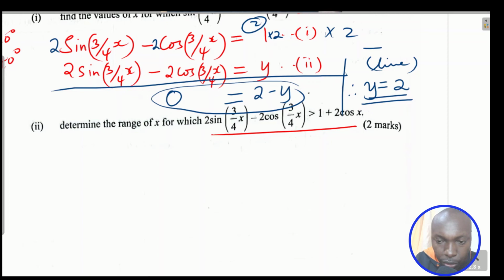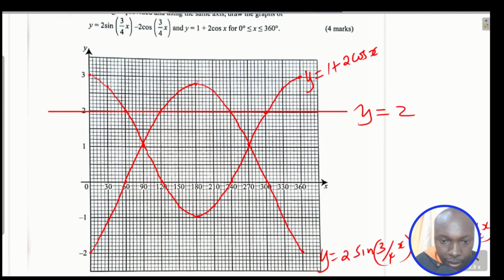I repeat, we're going to go to the two curves. Where are the two curves intersecting? The two curves are intersecting at this point. So this is the first point where the curves are intersecting. And then we also have this point that is here. So they're intersecting at these two points. We have this point here, and then we have this point here. So that is what is going to give the range.